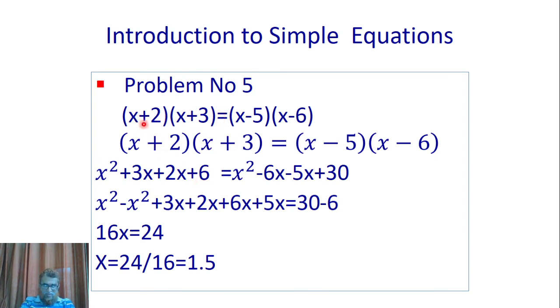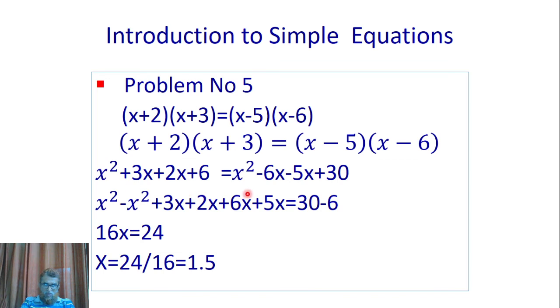Once again, x into x is equal to x square, x into 3 is equal to 3x, 2 into x is equal to 2x, 2 into 3 is equal to 6, equal to, again, other side, x into x is equal to x square, x into 6 is equal to minus 6x, 5 into x is equal to minus 5x, 5 into 6 is equal to 30, minus into minus becomes plus. So this is the value.